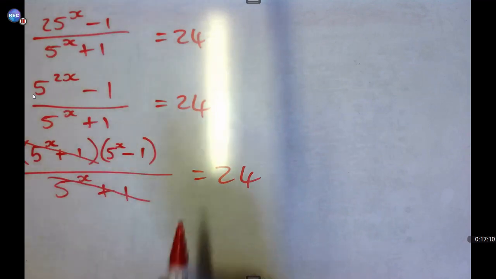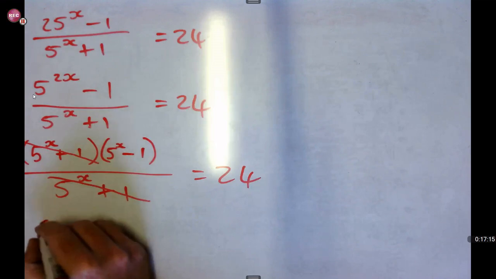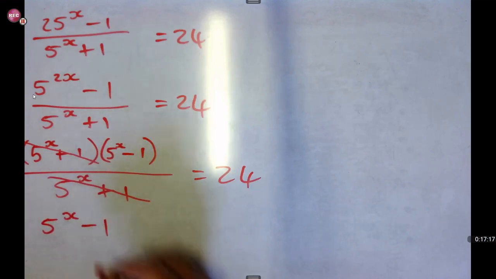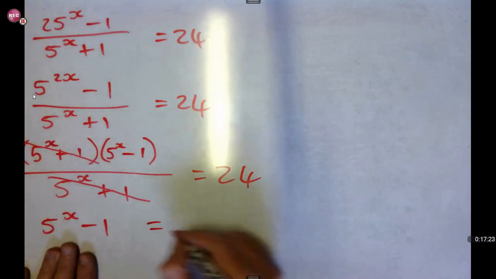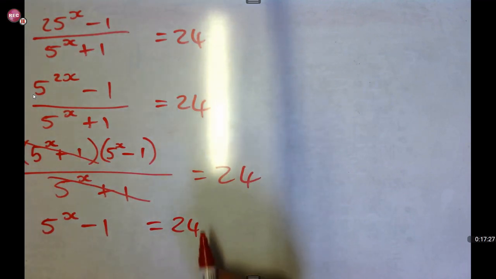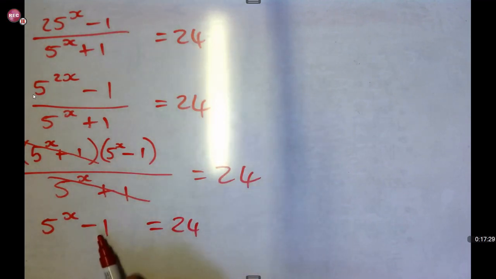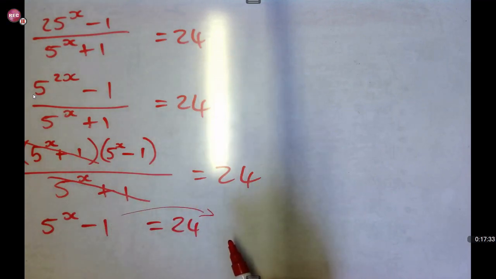What we'll do now is take the numerator and write it down as is, so 5 to the power of x minus 1. You don't have to put it over 1, you just write it as a whole number. Then equals 24. And what we do now is carry this 1 over to the other side, and you'll see why I have to do that.